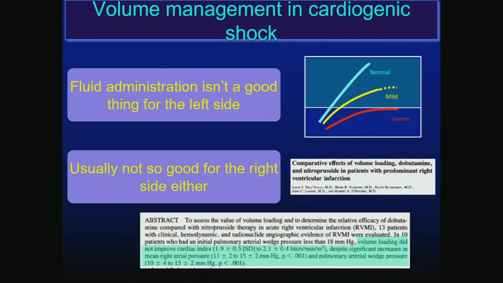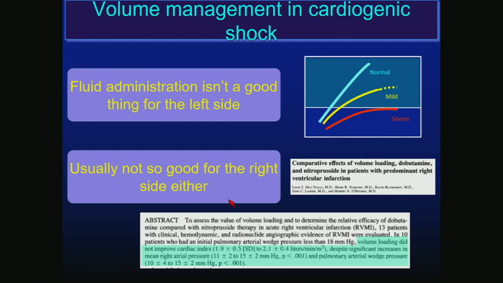So in cardiogenic shock, fluid administration isn't really a good thing on the left side, right? I mean, it works a little bit in mild, but when you get severe, you're just filling up the lungs without much benefit. Now, the dogma was that you want to fill up the right side, but actually, it's usually not so good for the right side either. So the paper that's usually quoted about filling up the right side is this paper from Louis Dell'Italia, which has got to be 40 years old by now.